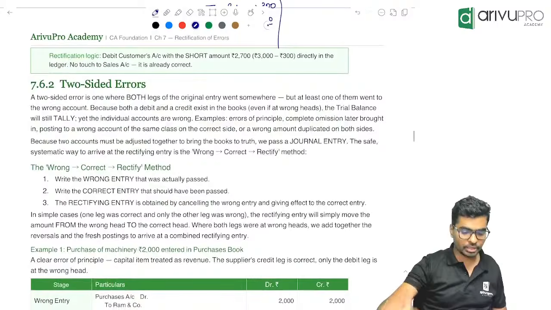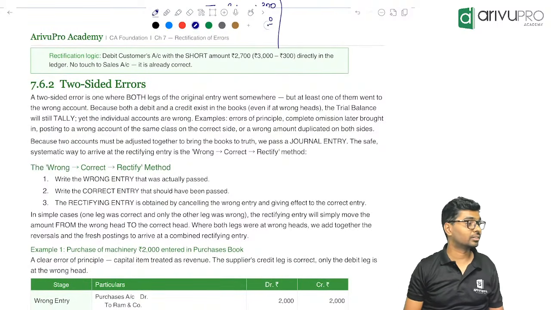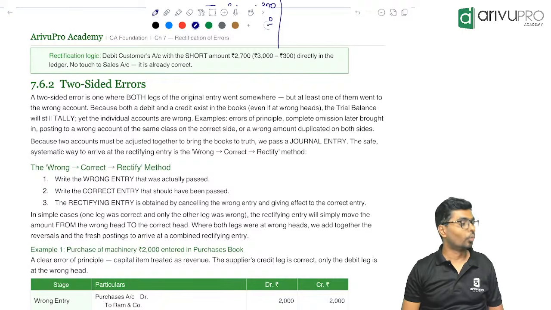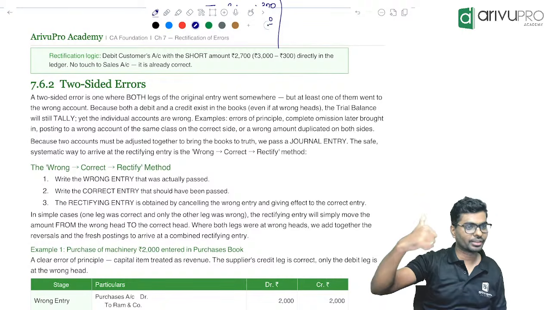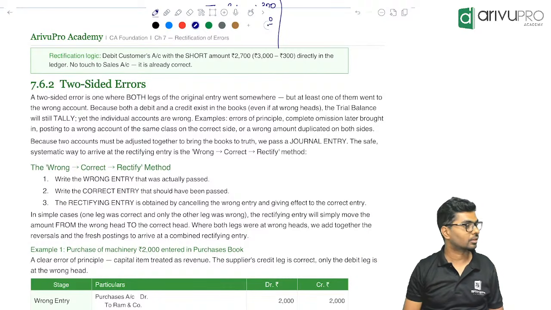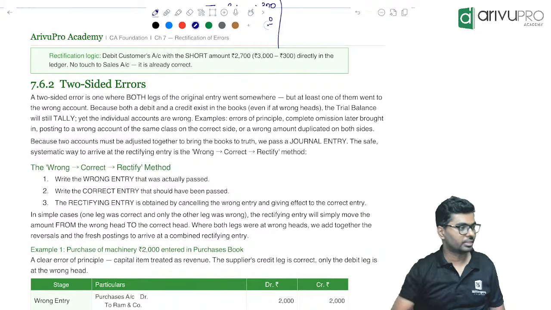Now, two-sided errors. This is the easiest. Why? Because two-sided errors will have a wrong entry, a correct entry, and a rectified entry.